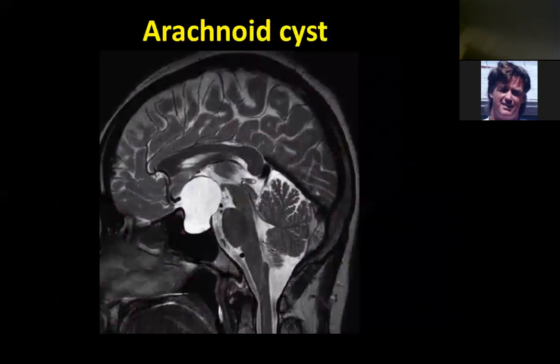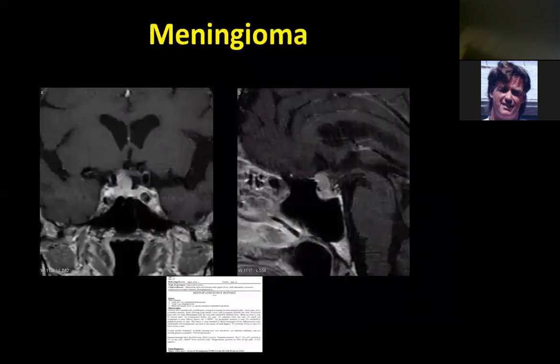Arachnoid cyst. Looks the same. Meningioma, small meningioma. Oh, is this a Rathke or what?